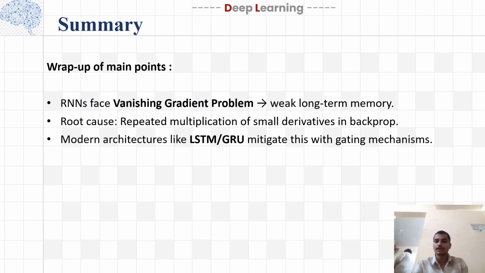In short, the vanishing gradient problem taught us the limits of traditional RNNs and inspired the innovation of more powerful models in deep learning. Thank you for watching, and I hope you now have a clear understanding of what the vanishing gradient problem is, how it affects RNNs, and why architectures like LSTM and GRU are such game changers in deep learning.